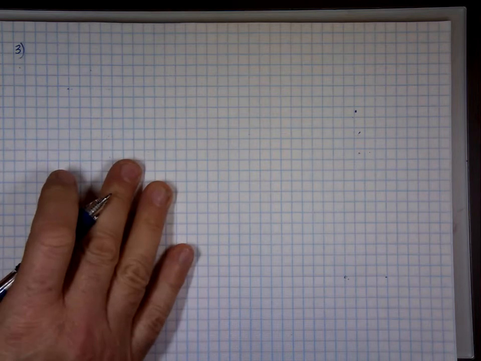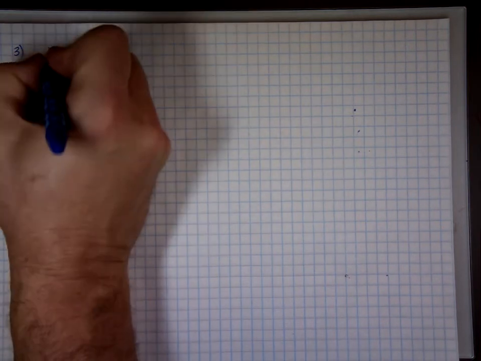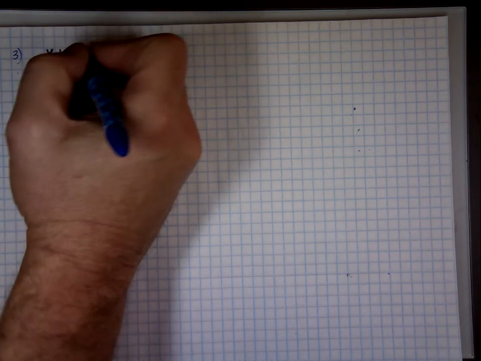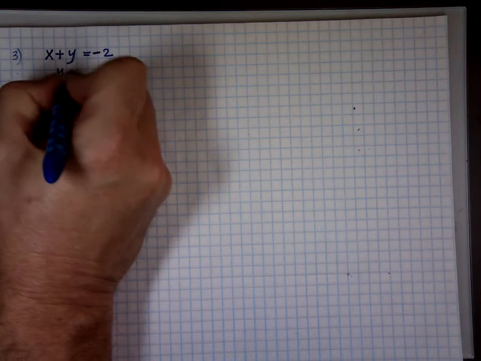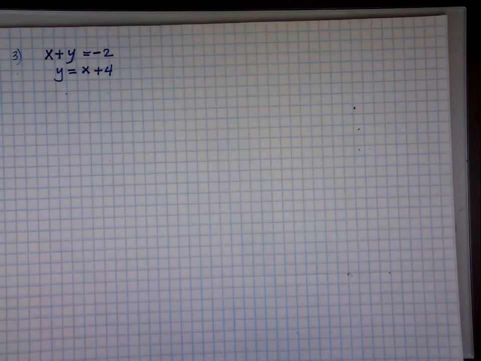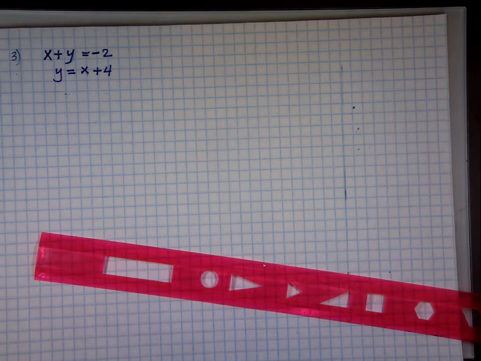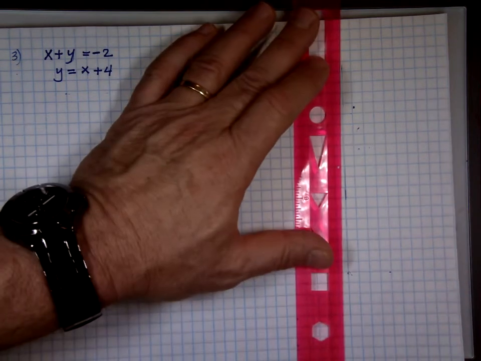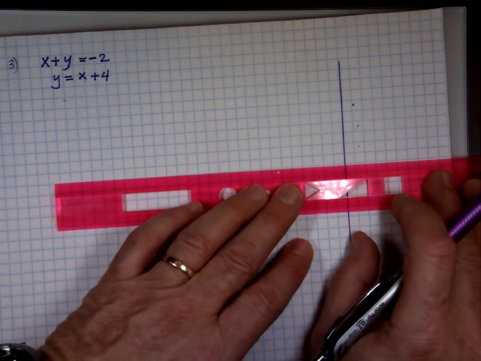Question number 3. You are given x plus y equals -2, and y equals x plus 4. And they want us to solve it graphically. Let me make my axes here right now. And I'm going to graph these.